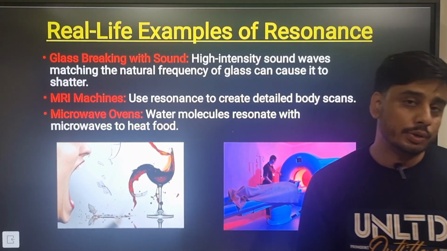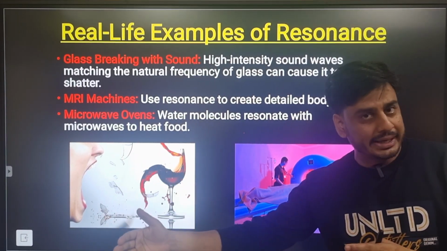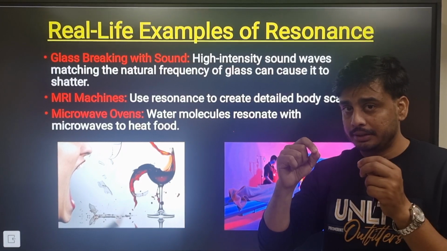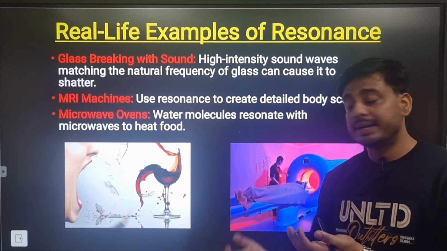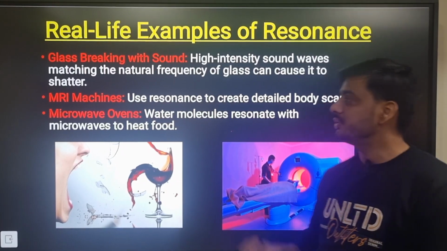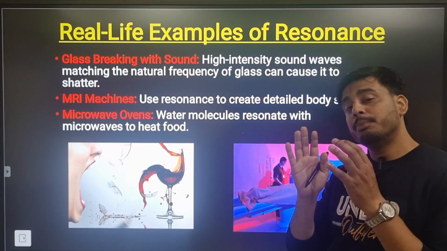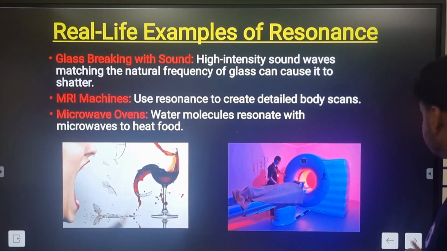Similarly, microwaves also. Microwaves are a particular type of electromagnetic wave. Those waves act on the water molecules. They resonate with the frequency of the water molecule, as a result of which it results in heating of the food. So these are some examples of resonance. Always remember, resonance can be useful as well as destructive in nature.